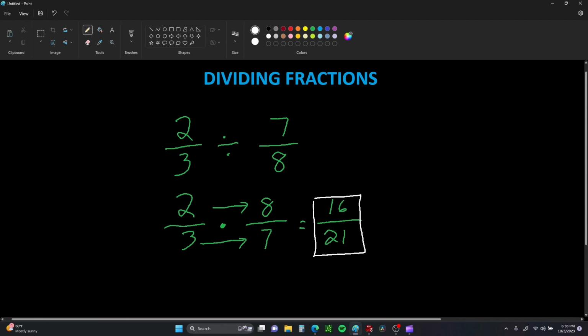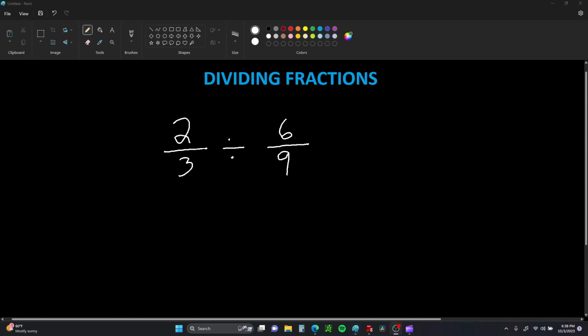Let's do another example. In this one, we're going to look at one where you have a simplification of the numerator and denominator. So in this example, I want to know how many times 6/9 fits inside 2/3. If you look at this, you'll see that 2 times 3 is 6 and 3 times 3 is 9, so this is actually the same fraction. It reduces to 2/3. So I'm asking how many times 2/3 goes into 2/3. 2/3 goes into 2/3 one time. So when I do this problem, I should get 1 for an answer.